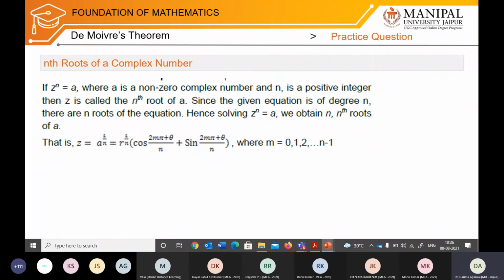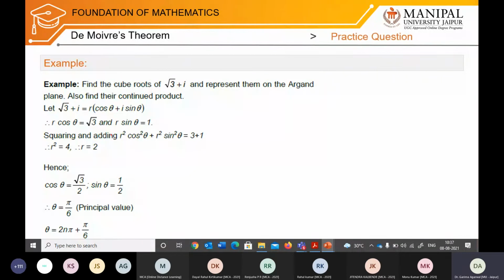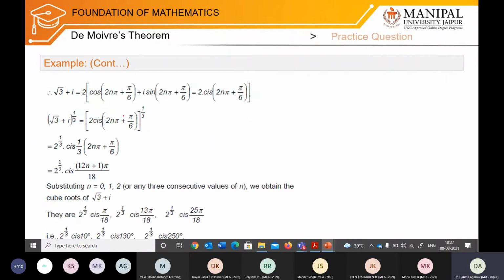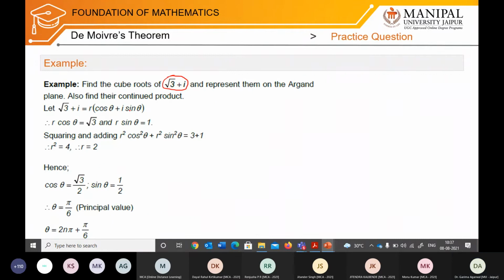Then the nth root of a complex number. By this method we can find the nth root of a complex number. I'll discuss it through this example. Find the cube root of root 3 plus iota and represent them on the Argand plane. Also find their continued product.